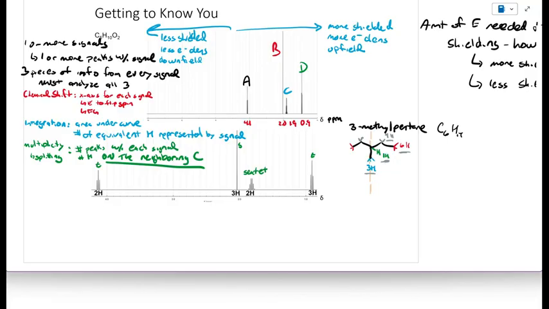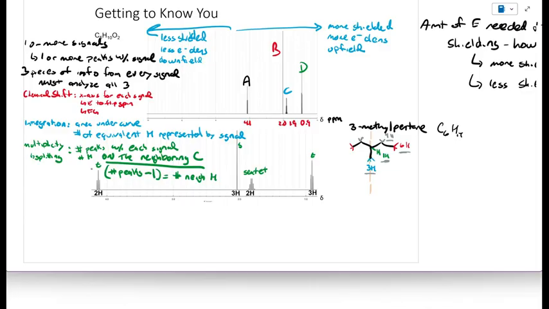So I'm just going to go ahead and give you the answer here. If we have time in a later class, I can talk about why this is true, because it's actually a really interesting story, but I'll just tell you the answer. You look at the number of peaks within the signal, minus 1 equals the number of neighboring hydrogens, the number of hydrogens on the neighboring carbon.